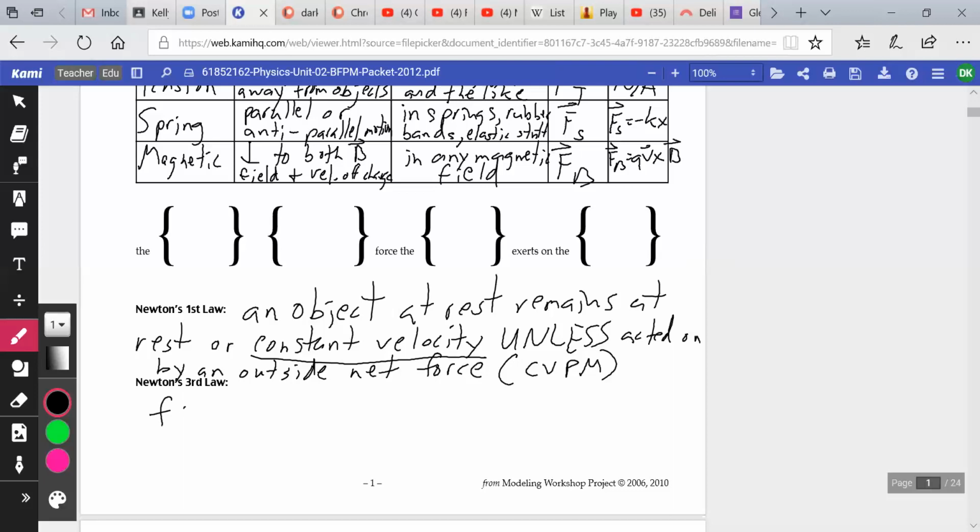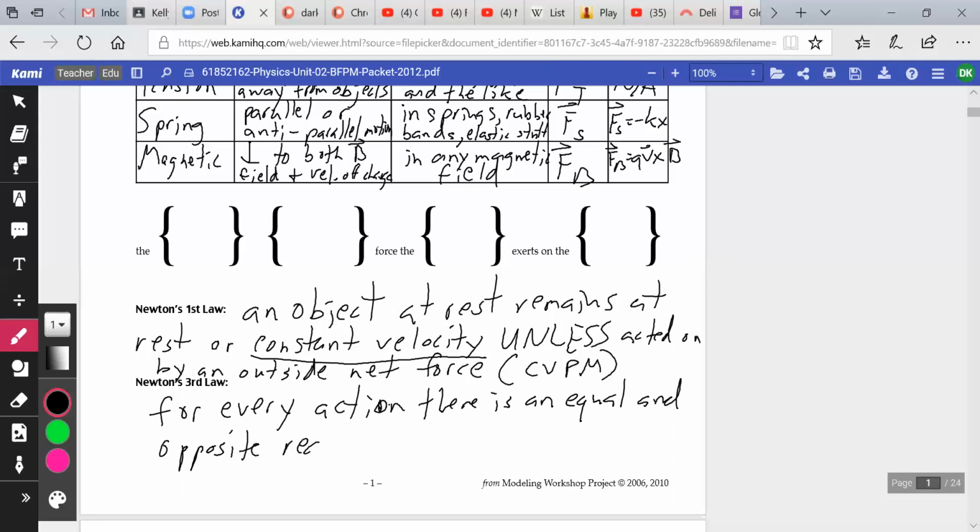Newton's third law. For every action, there is an equal and opposite reaction. Like you place your foot on the ground, the force of foot on ground is equal and opposite to the ground on foot. Let's call this two objects, right? Force of object 1 on 2, as we denote it like this, is going to be equal and opposite of 2 on 1. Whatever 1 and 2 are, that's your basic idea.